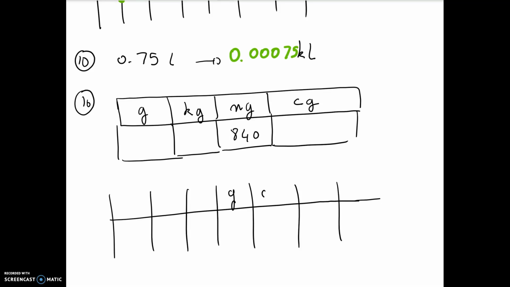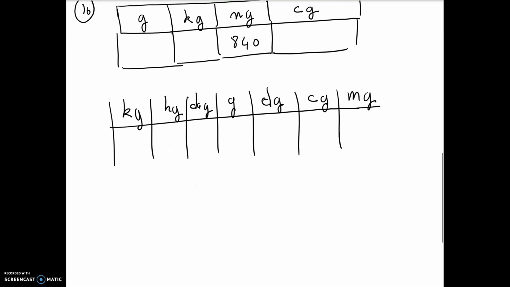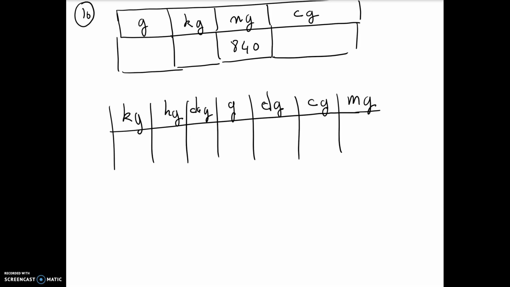So I am going to use my chart. I'm going to put gram right here. Decigram is right here, centigram is right there, milligram is right there. And then I will have decagram, hectogram, and kilogram. So if we have 840 milligram, the dot right now is right here. If I want to look at centigram, my dot should be right there.